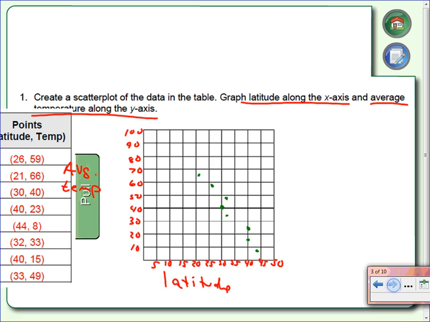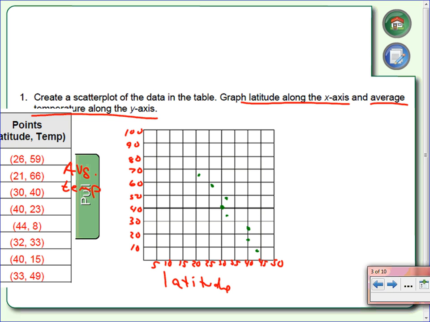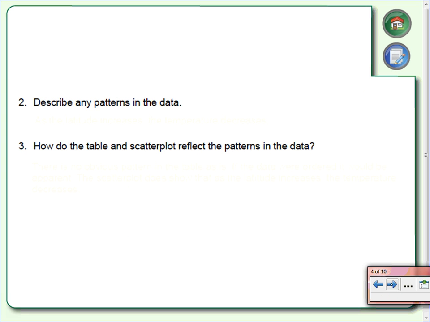Now we can go ahead and move on to question number 2. Question number 2 says, describe any pattern in the data. What did we notice about the points here? Was there any kind of pattern? Are the points going up or going down? They're going down, right? Notice how the points are going down, down, down. So there is a pattern here, and that pattern is that the points are going down.